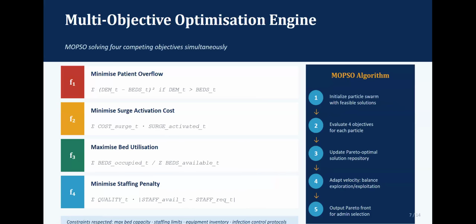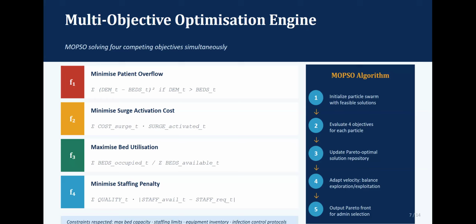When it comes to multiple objectives, the first objective is to minimize patient overflow. The second is to minimize surge activation cost, then maximize bed utilization and minimize the staffing penalties. This was done using the MOPSO algorithm, which flows in 5 stages. Initialize particles with feasible solutions, evaluate the 4 objectives for each particle, and then update the Pareto optimal solution repository. Once the repository is updated, the inputs come for the next stages in the same manner. Then adapt velocity based upon exploration and exploitation.